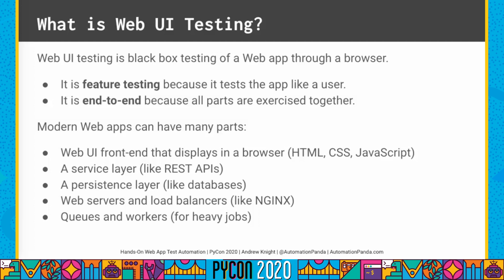Consider all the pieces that make up a modern web app. You have the front end that displays the pages in a browser, consisting of your HTML, your CSS, and your JavaScript all jiving together. Behind that, you most likely also have a service layer, like REST APIs, delivering data to the front end. You'll have a persistence layer, your databases on the back end, whether they're SQL or NoSQL.